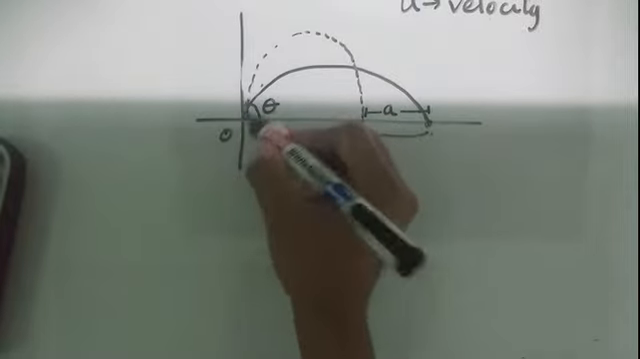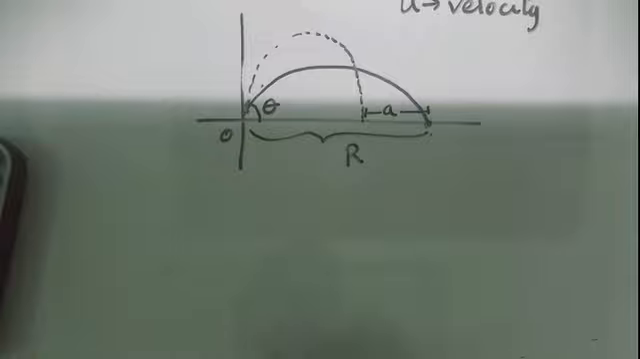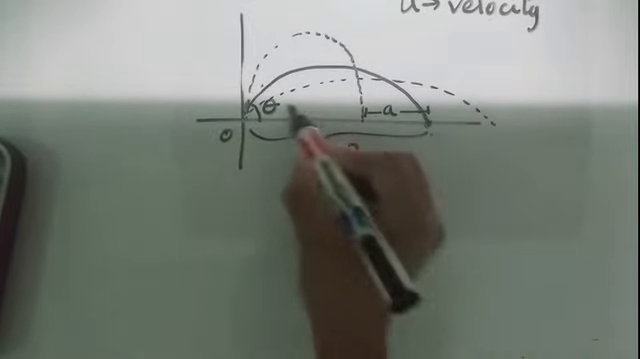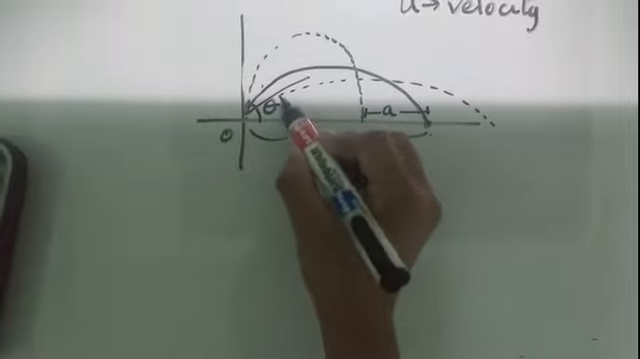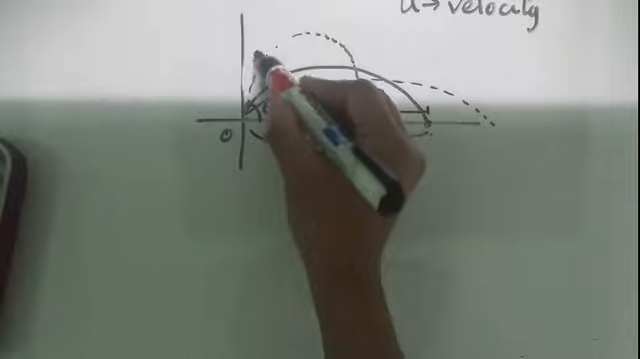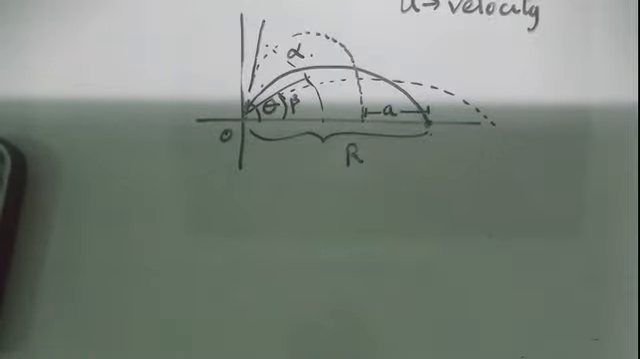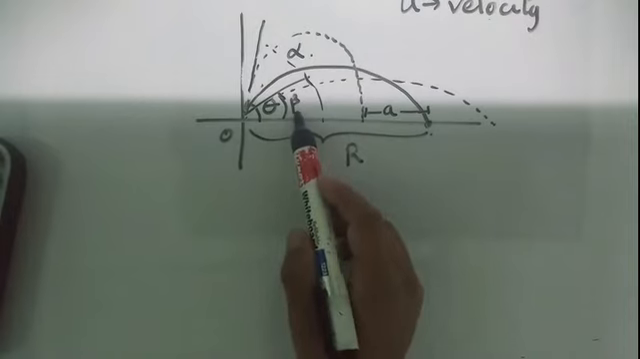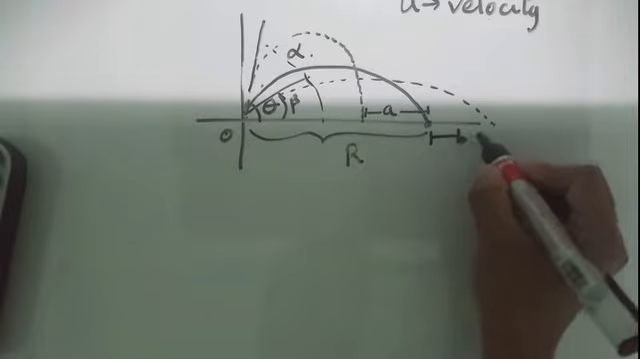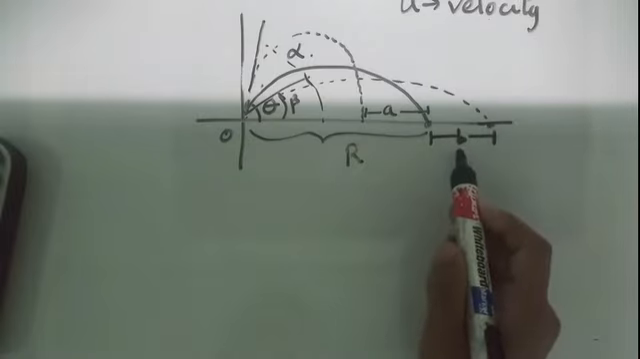If you throw it at an angle alpha, this angle is alpha. Again, if you throw it at another angle, beta, this other angle is beta. If you throw it at an angle beta, it will land b feet off from the target. It will land further from the target by a distance b.